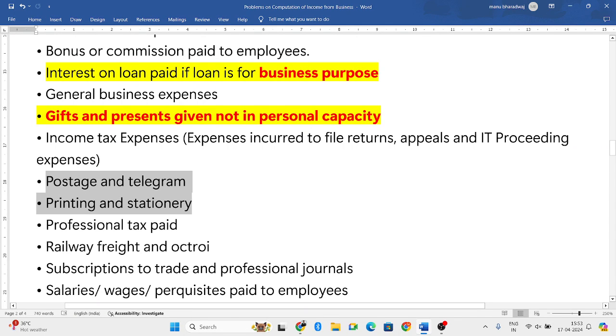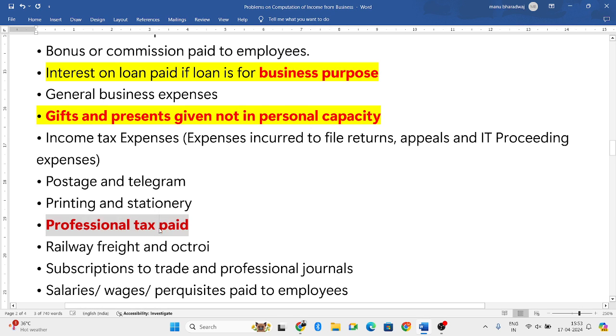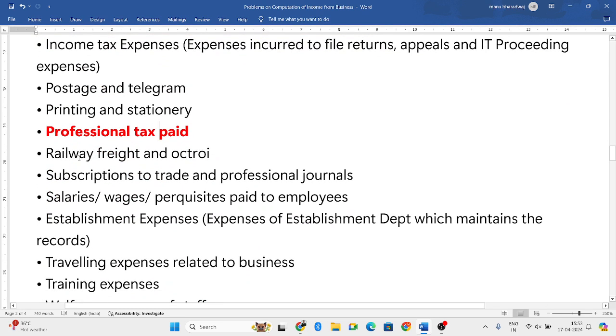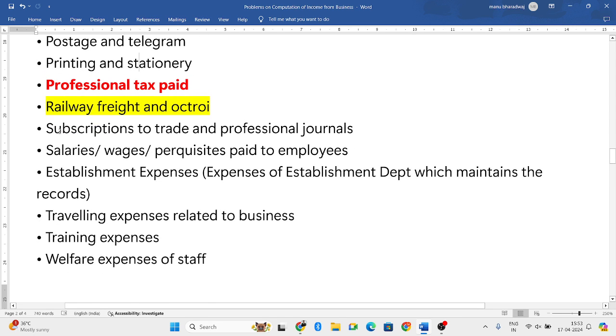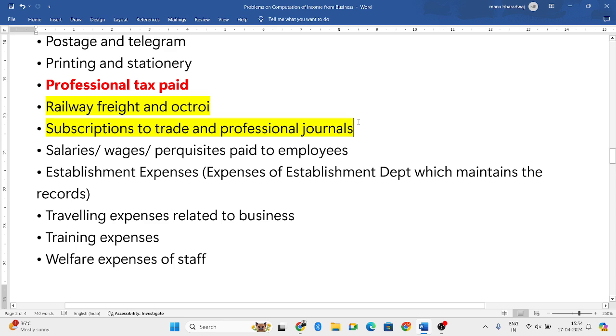Postage and telegram, printing and stationery, professional tax paid. So any professional tax if you have paid is also given as admissible expenses. Railway freight and octroi, these are all traveling expenses. They come under traveling expenses. Next, subscriptions to trade and professional journals. So any business magazines or business journals you have subscribed to, that subscription fee is also considered as admissible expenses. Salaries, wages, perquisites paid to employees. So any remuneration you give to your employee will be considered as admissible expenses.